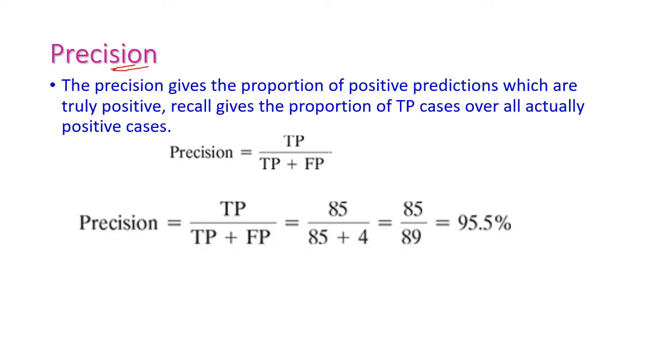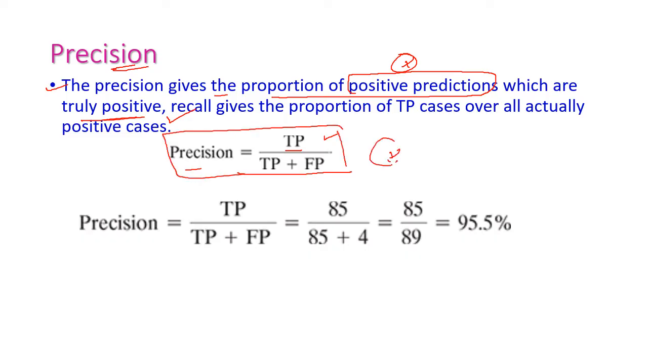The next one is precision. Precision is nothing but the proportion of positive predictions which are truly positive. So precision is equal to true positive divided by true positive plus false positive. The precision value as per our example is 95.5%.